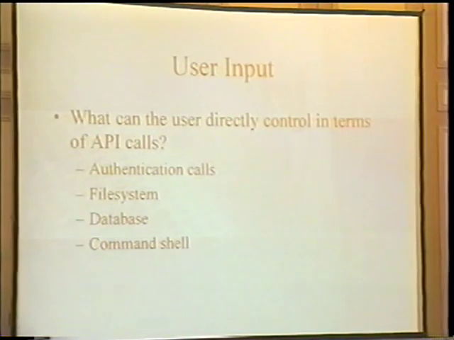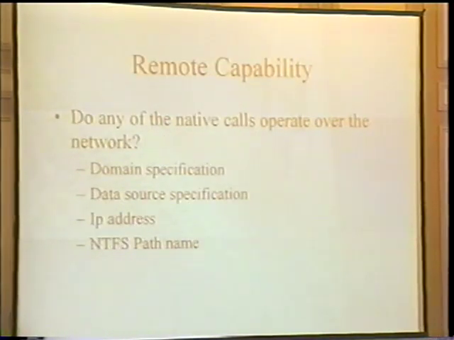Okay, so when you're going through the code and looking for problems, I'm going to talk a little about what you should look at. I've got a couple of slides on it. Obviously, user input's the key. Anything that the user inputs to the system that gets used somewhere that's trusted, that's the eventual goal. So: authentication calls, file system calls, database, anything like a command shell. This is all old hat to anybody who's been doing it for a while.